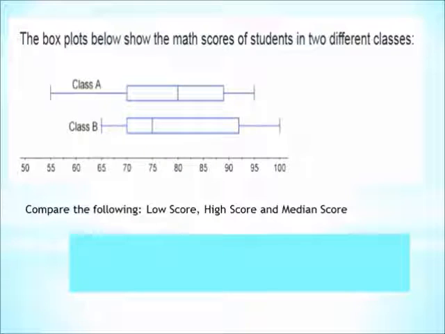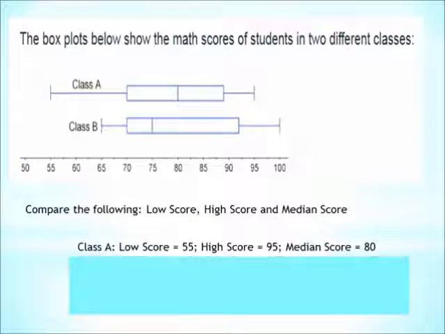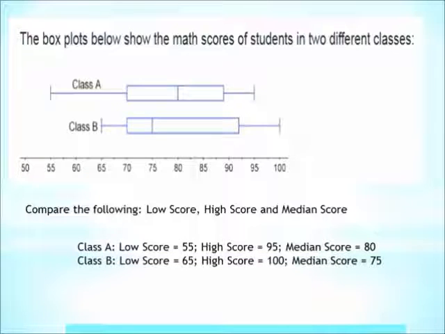Here we are going to look at box plots, and we are going to compare the following information: low score, high score, and median score. So looking at just Class A, we find that our low score is 55, high score is 95, and median score is 80. And then looking at Class B, our low score is 65, our high score is 100, and median score is 75. From there, you can make several statements after looking at the data that we've just presented.